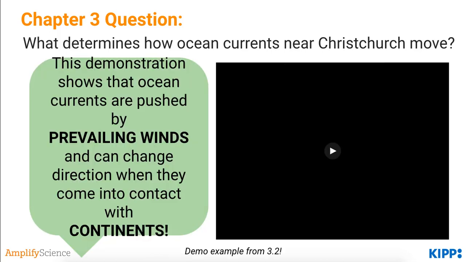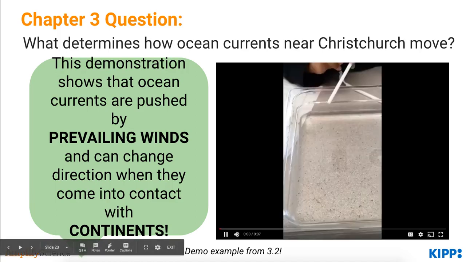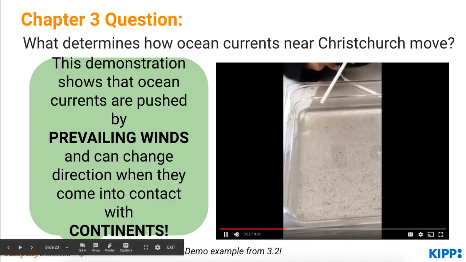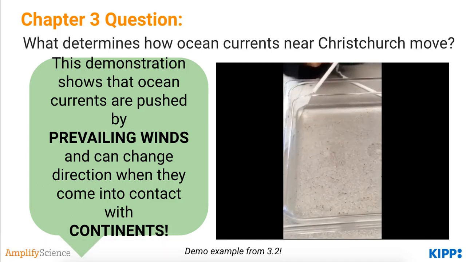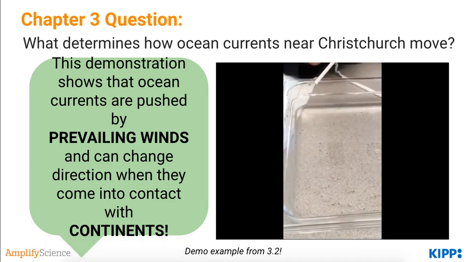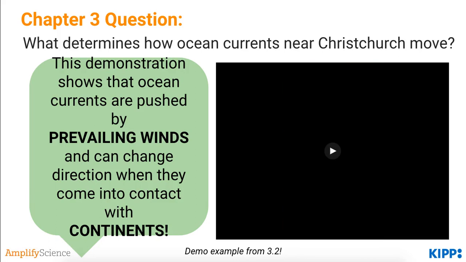They then participate in this demonstration that shows how prevailing winds can affect and change the direction of current along with continents. Watch here. Students here see how surface winds can move water and how that water is affected by objects that might change its direction. That's the prevailing winds and continents.